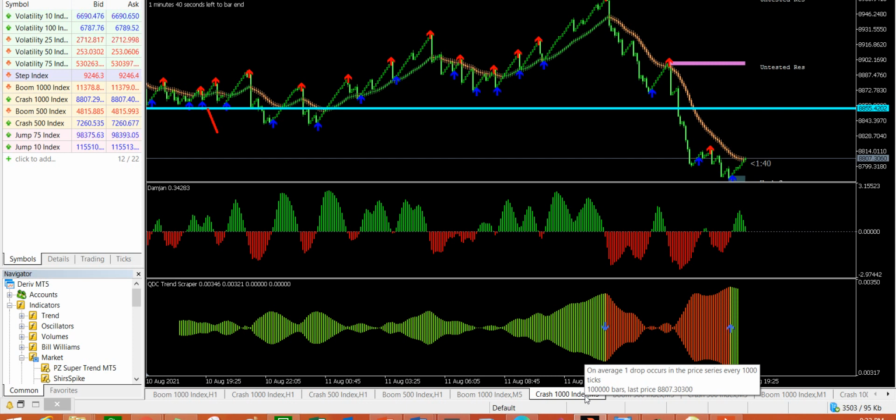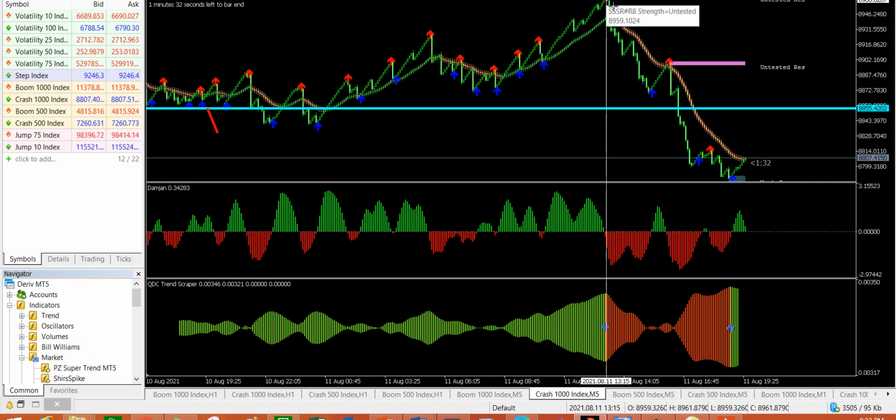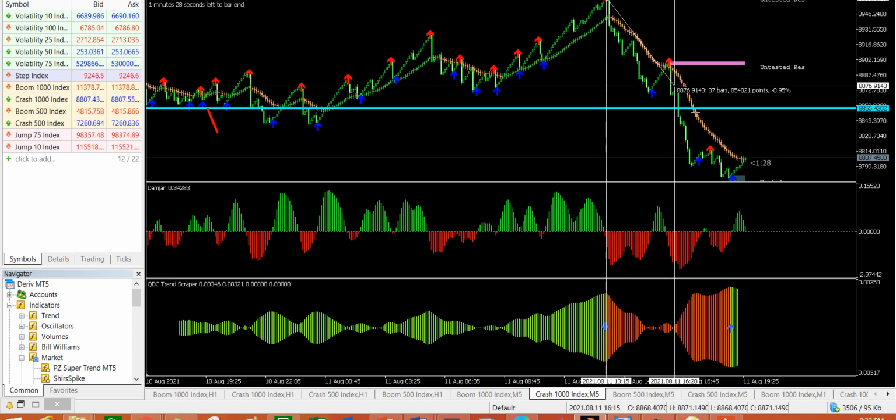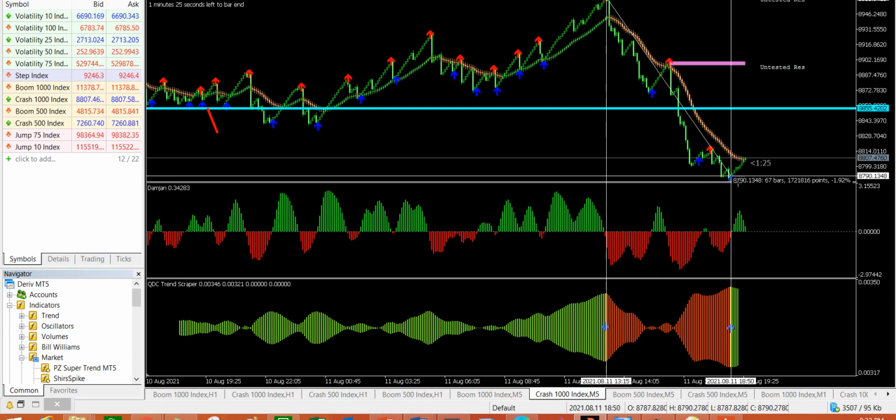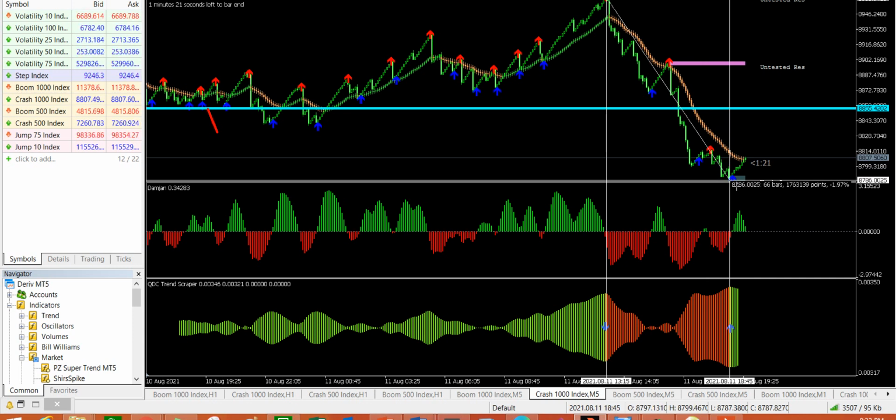Okay, this is Crash 1000, guys. You can see the market was on an uptrend before, and the trend actually came to an end right here on this resistance level. Right now it has started a downtrend, and you can see the way it has been crashing since. It crashed down to this level and ended the trend right from here.